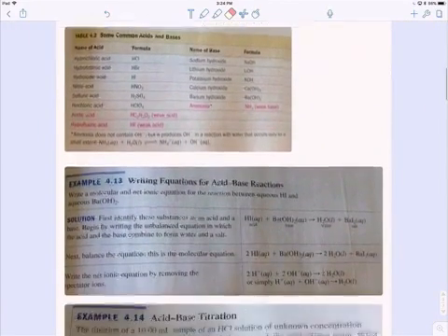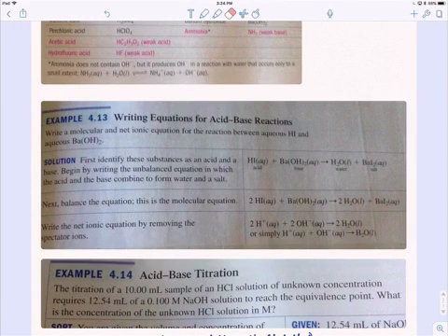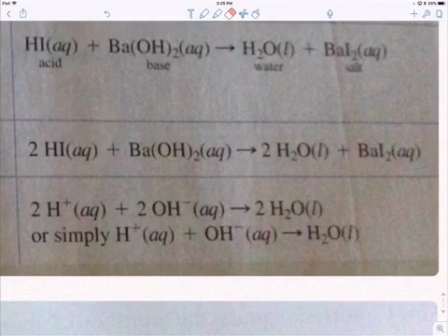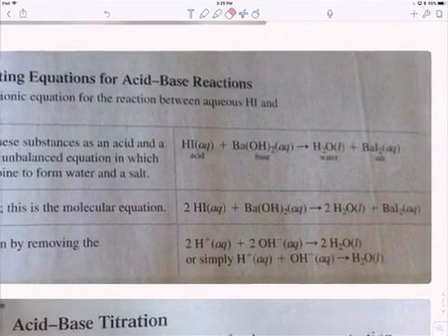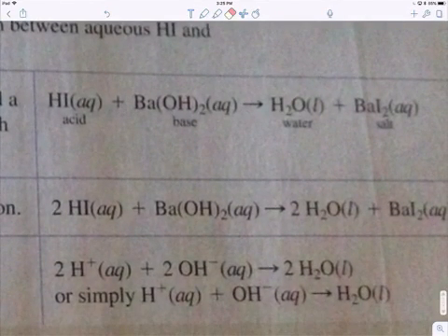Okay. So let's talk about writing acid-base reactions. And acid-base reactions, they're pretty easy. For the net ionic equation, the net ionic equation is just H plus OH minus makes water. So those are nice, but let me back up a bit. So we have an acid and a base to form water and a salt.